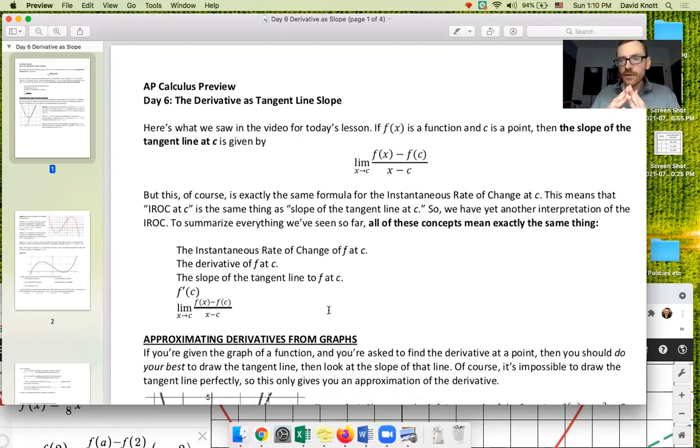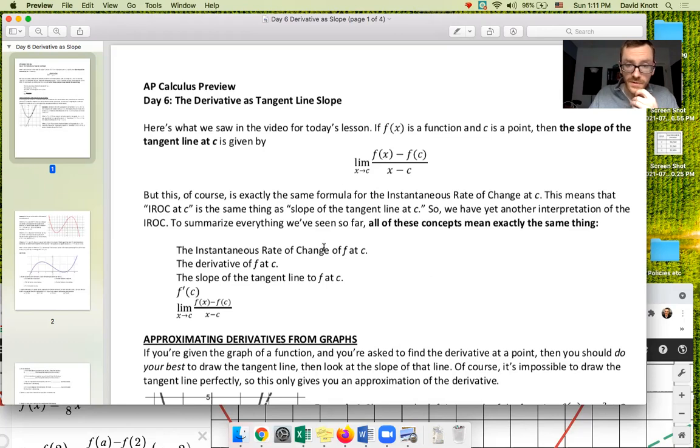Now that we know that the derivative at a point, or if you like, the instantaneous rate of change at a point, is actually just the slope of the tangent line at the point, this actually allows us to approximate derivatives just by looking at the graph of a function. Okay, just by looking at the graph of a function, you can approximate the derivative, that is the instantaneous rate of change, at a point.